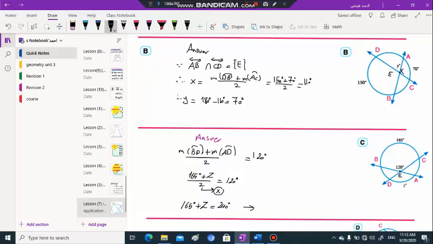So the measure of arc AD, which is Z, equals 240 degrees minus 165 degrees. So Z equals 35 degrees. Sorry, the measure of angle Z will be 75 degrees. 75 degrees.